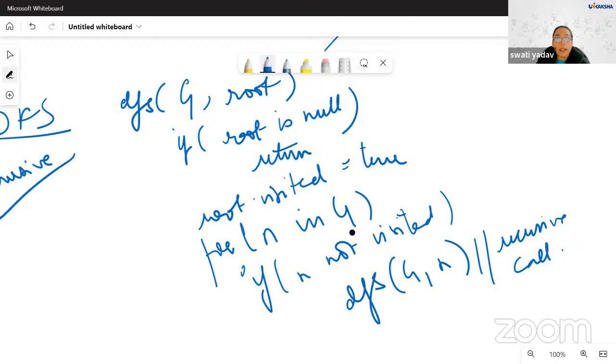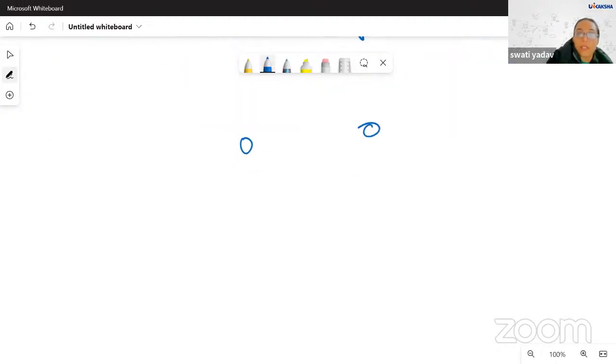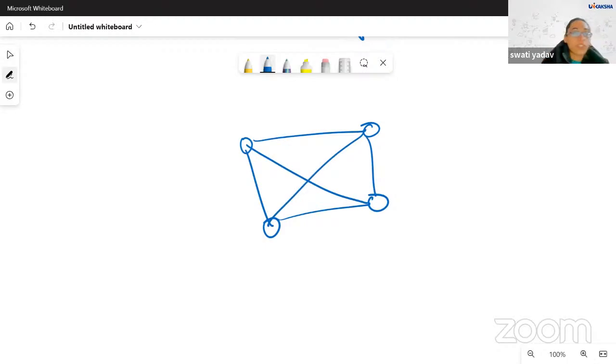You have a null graph. There are no edges connecting the vertices. That is your null graph. Complete graph: a vertex is adjacent to all of its other vertices. That is your complete graph. You have a vertex here, here, here. All the other vertices are adjacent to each other. This is a complete graph.